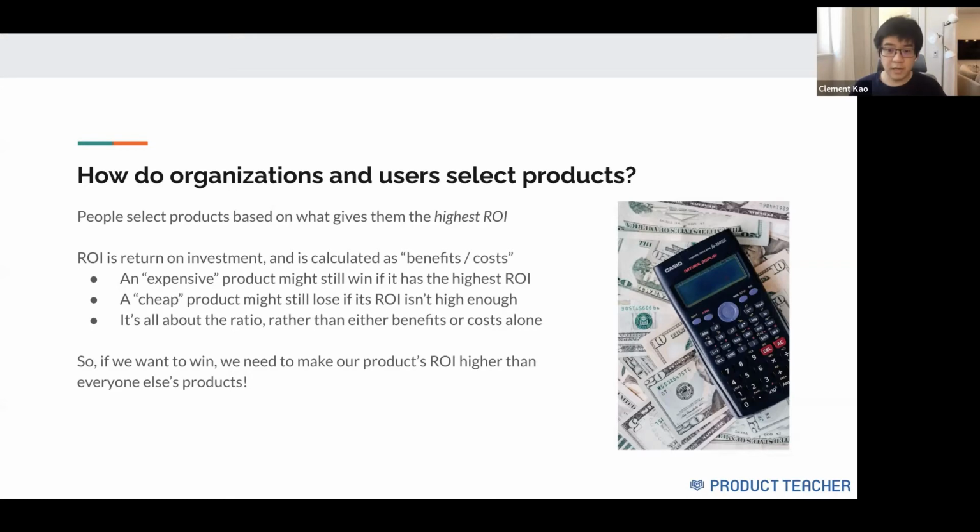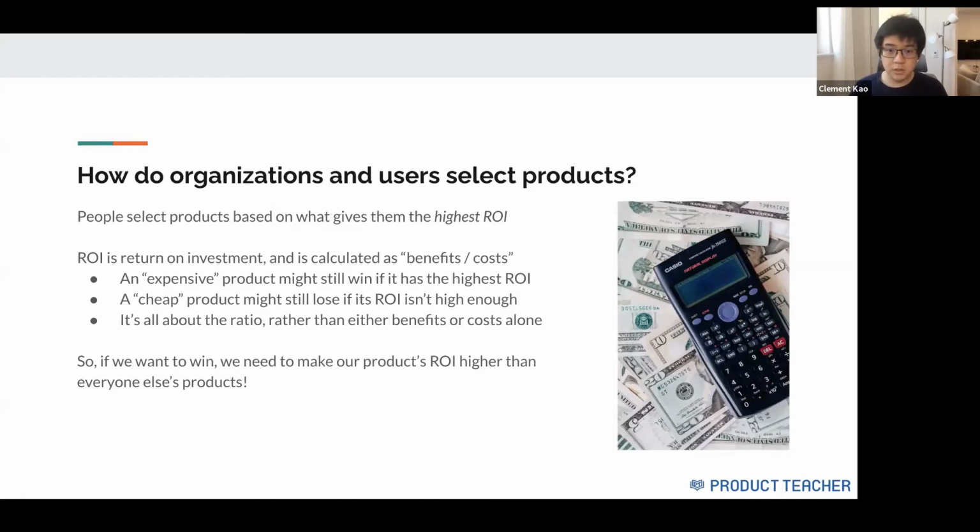When you're trying to identify a product for your organization, not only do you have to think about whether it is going to solve my pain, but you also have to worry about how much it's going to cost the organization in terms of time, money, adoption. And so one of the things we need to keep in mind is that when organizations and users are selecting products, they're always looking for what gives them the most return on investment.